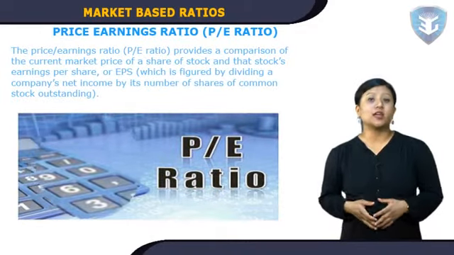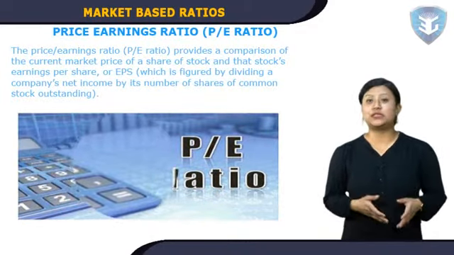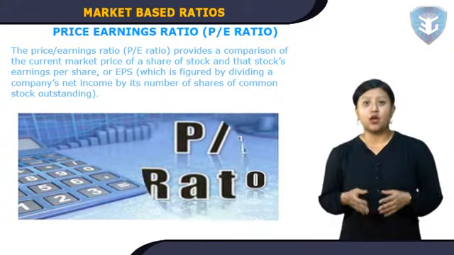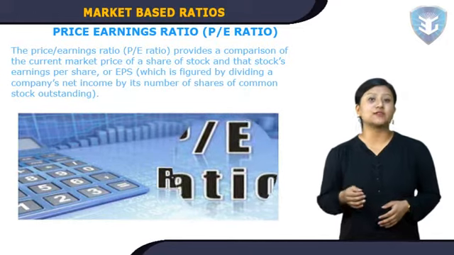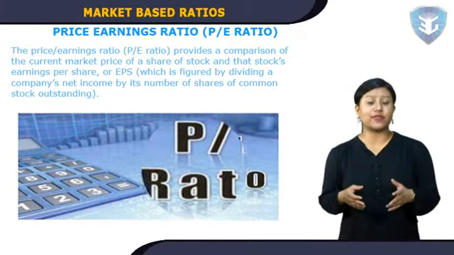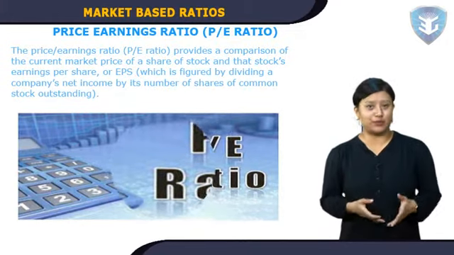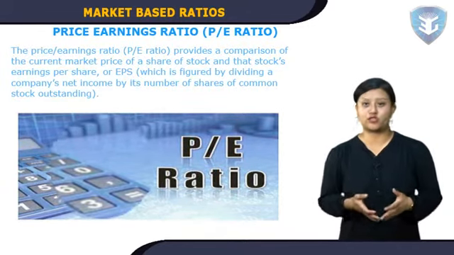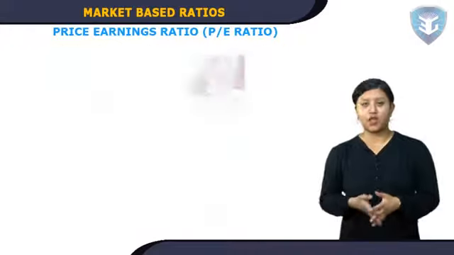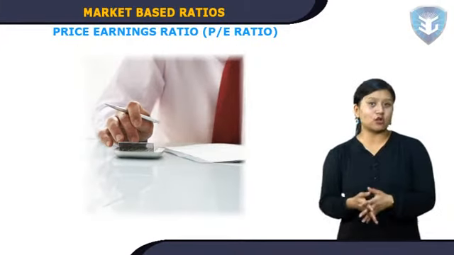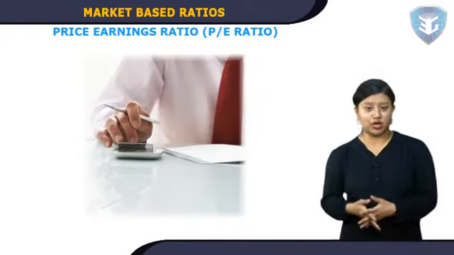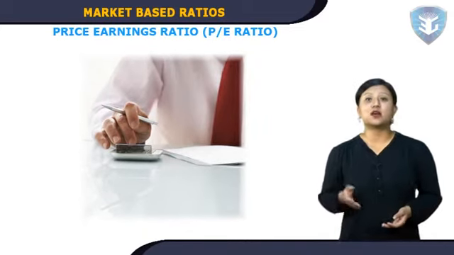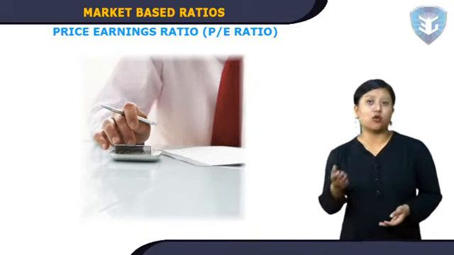Now let us study the price-earnings ratio, or the PE ratio. The price-earnings ratio provides a comparison of the current market price of a share of stock and that stock's earnings per share, or EPS, which is figured by dividing a company's net income by its number of shares of common stock outstanding. For example, if a company's stock sold for $30 per share and it posted earnings per share of $1.50, that company would have a PE ratio of 15.